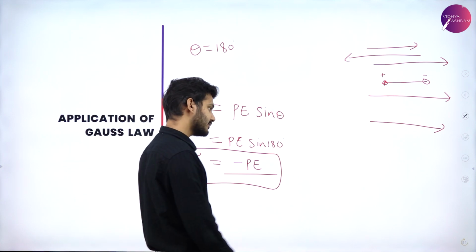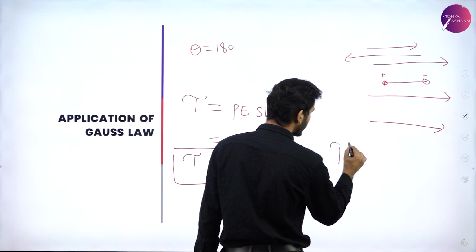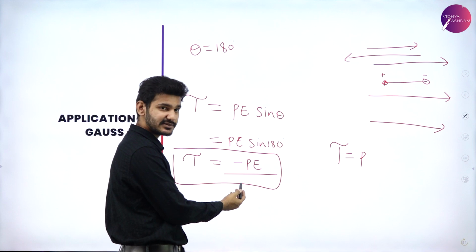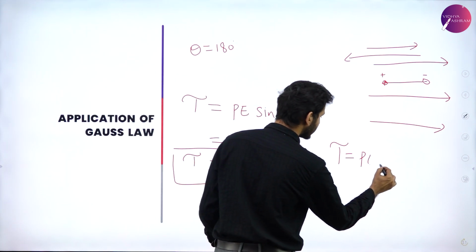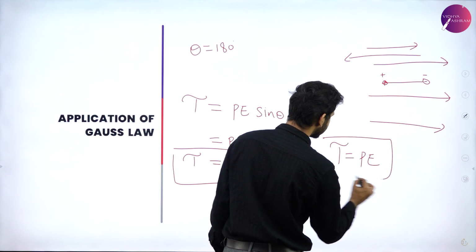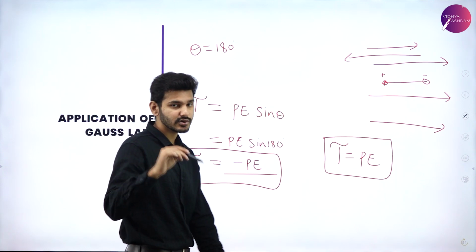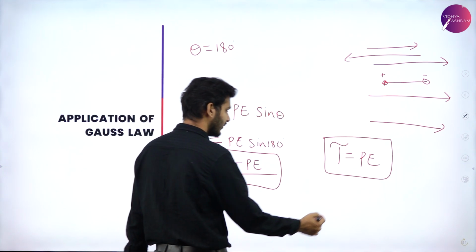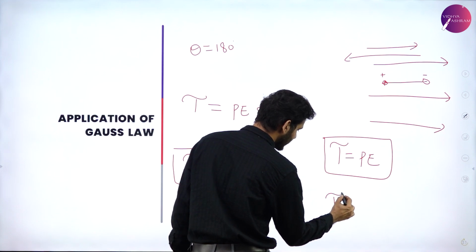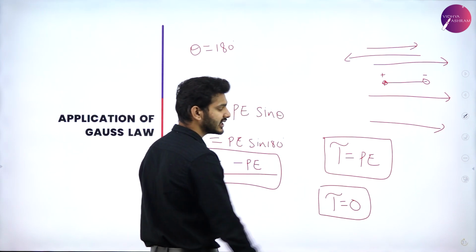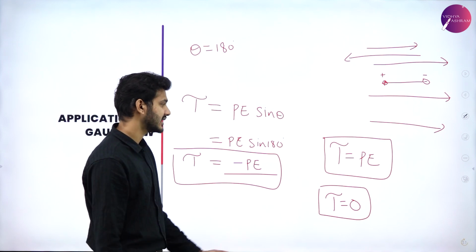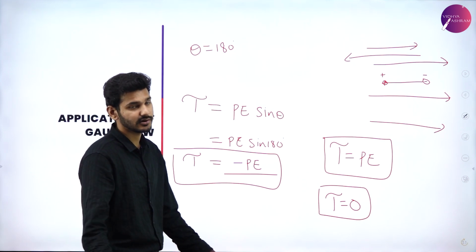So we have seen three particular cases where tau can be equal to minus PE when theta is 180 degrees, or tau is equal to PE when theta is 90 degrees. And finally, we have also seen that tau can be equal to 0 when the dipole is parallel to the electric field, or theta is 0, because sine 0 is 0.